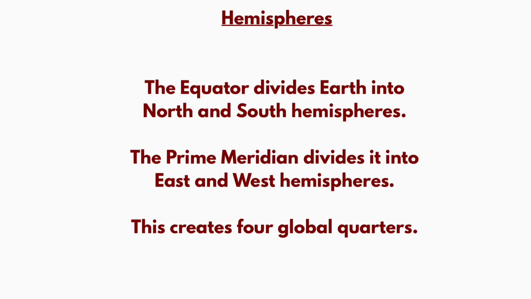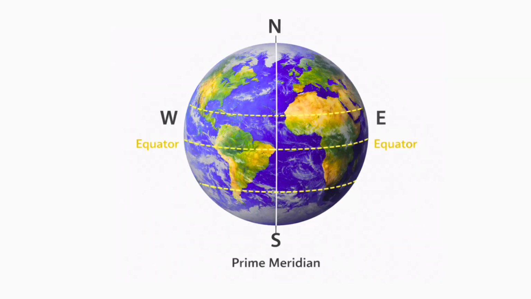Now we will talk about the hemispheres. Hemispheres are the two halves of Earth based on the equator. Northern hemisphere, north of the equator. Southern hemisphere, south of the equator. Based on the prime meridian, eastern hemisphere, east of the prime meridian. Western hemisphere, west of the prime meridian. So we can say Earth is divided into halves called hemispheres.